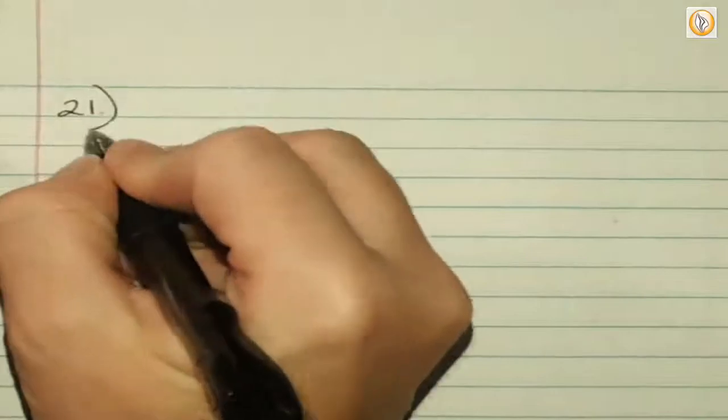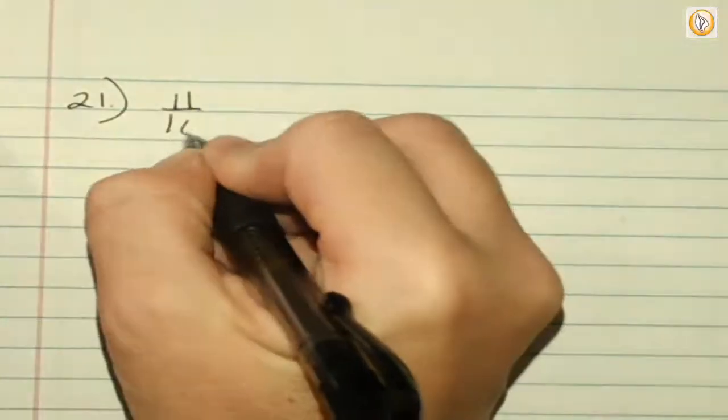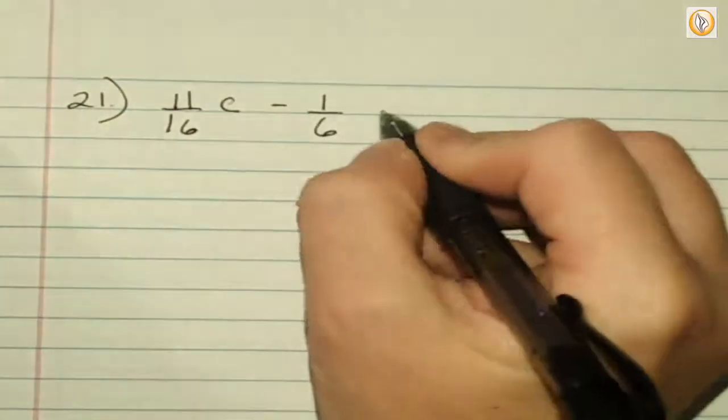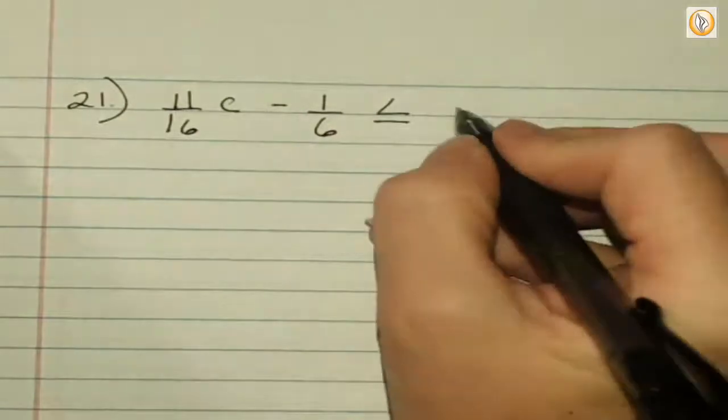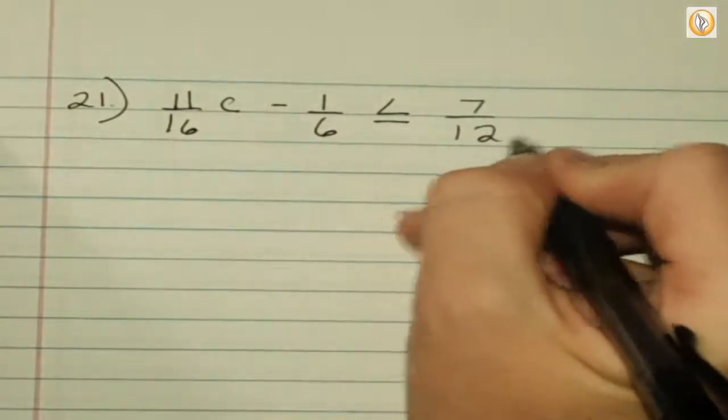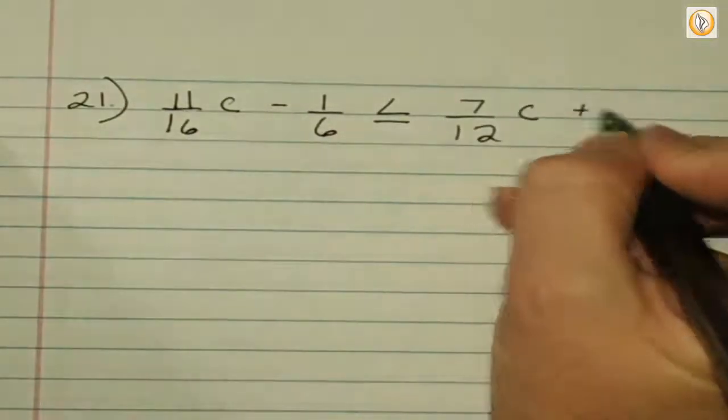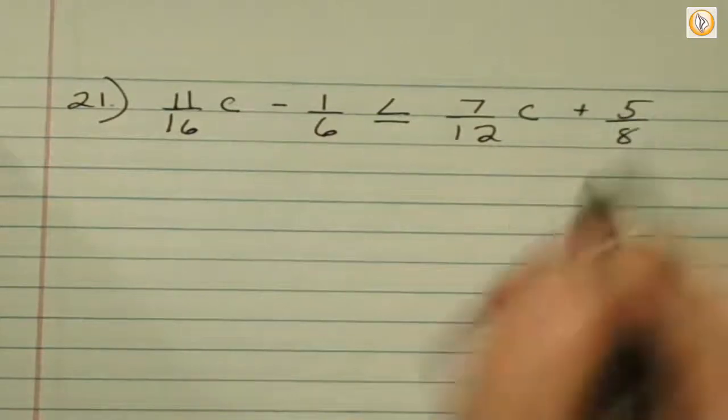21, Gabby. I have 11 over 16c minus 1 over 6 is less than or equal to 7 over 12c plus 5 over 8.